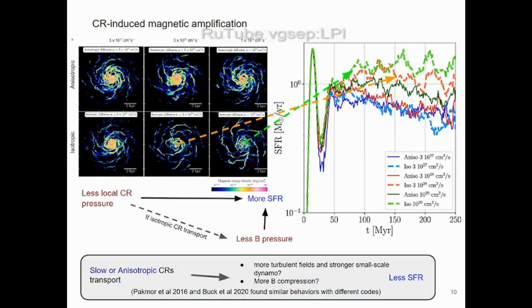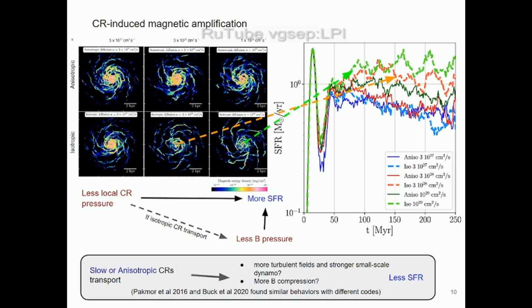The magnetic pressure is no longer there. In the other cases where the magnetic pressure is there, notably all the anisotropic cases, the star formation is very well suppressed, which is very interesting for controlling a little bit the stellar component of the galaxy.